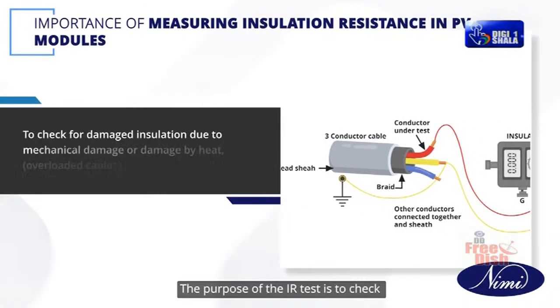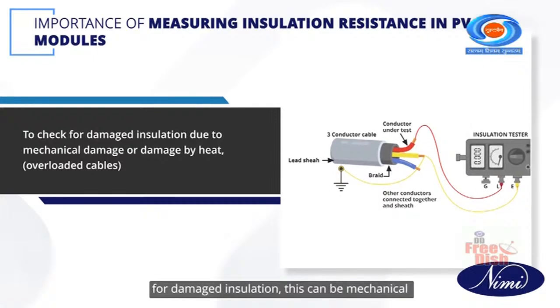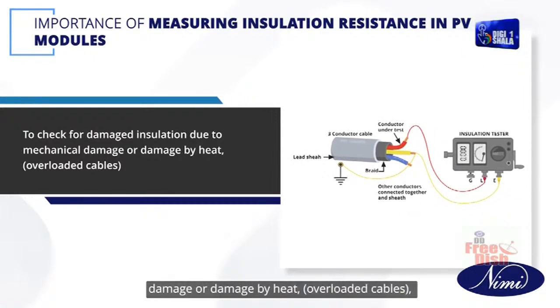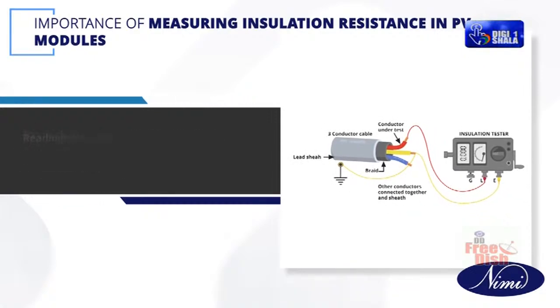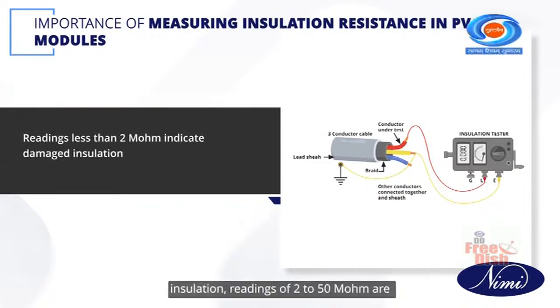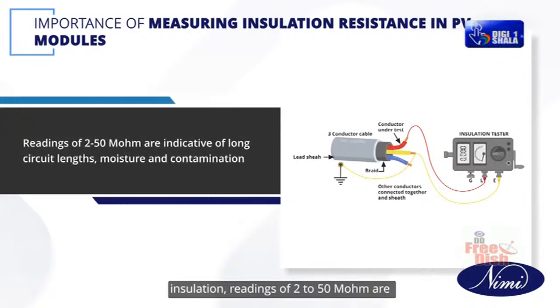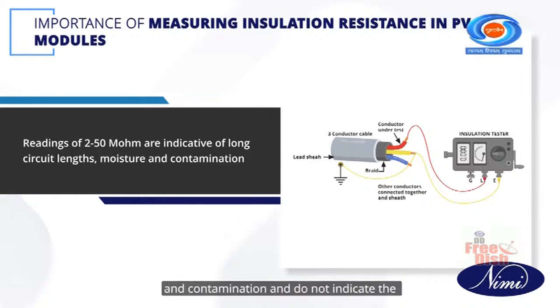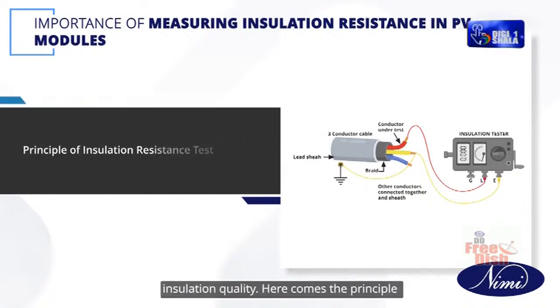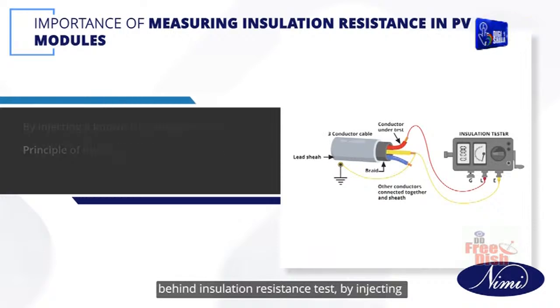The purpose of the IR test is to check for damaged insulation. This can be mechanical damage or damage by heat or overloaded cables. Readings less than 2 megohm indicate damaged insulation. Readings of 2 to 50 megohm are indicative of long circuit lengths, moisture and contamination, and do not indicate the insulation quality. Here comes the principle behind the insulation resistance test.